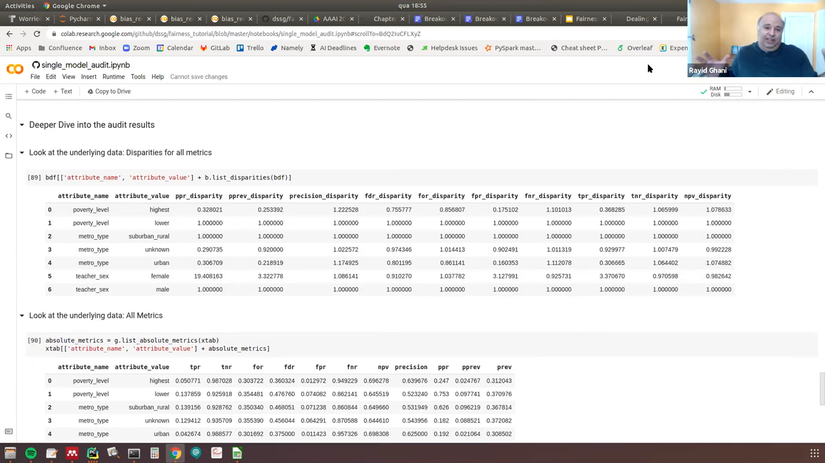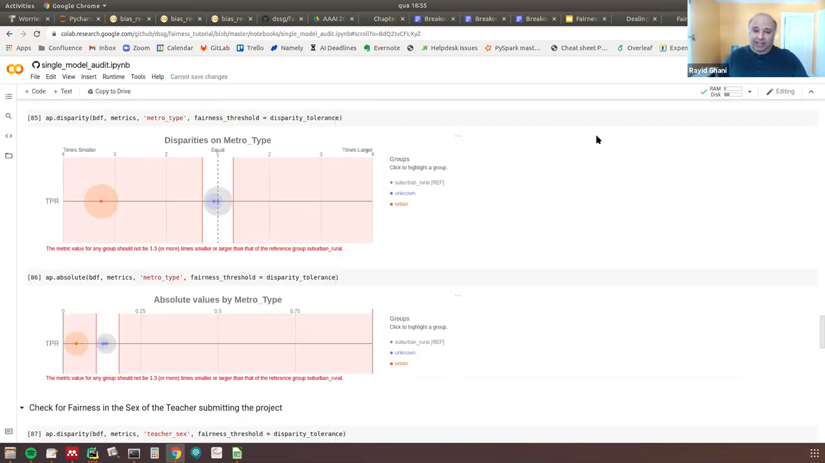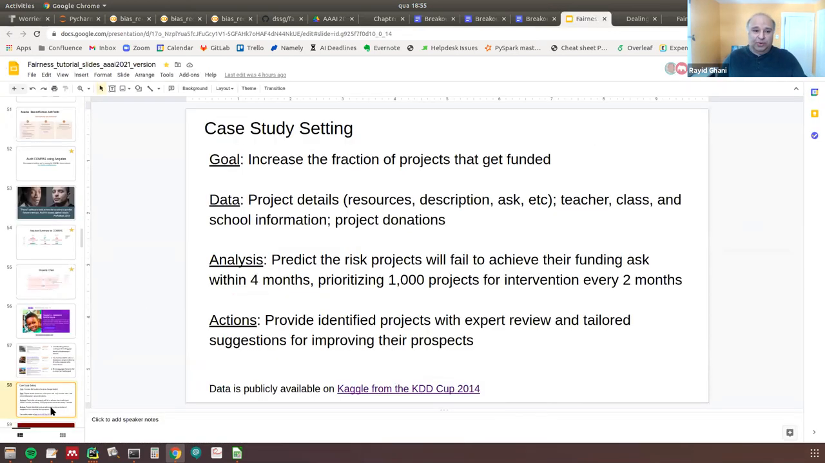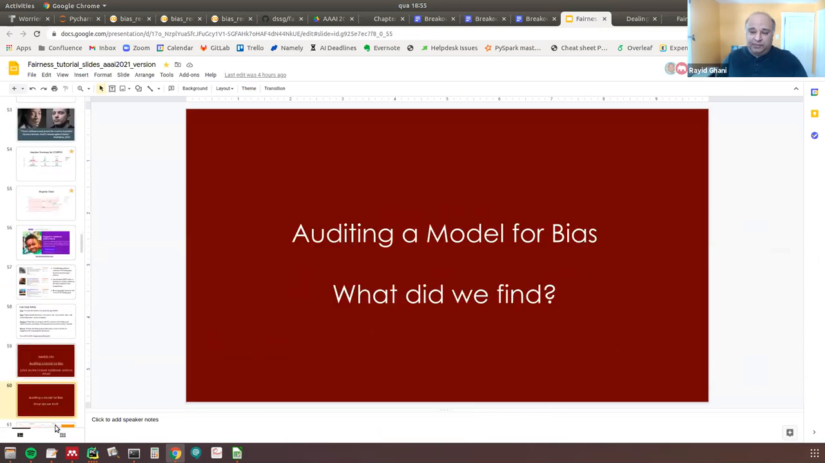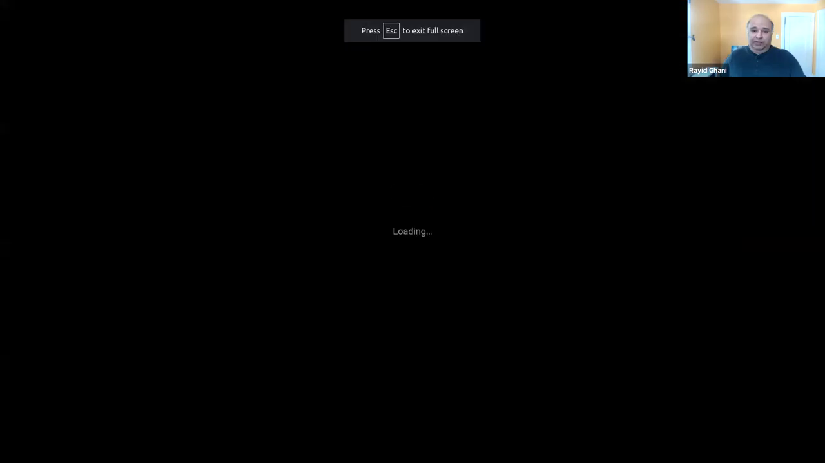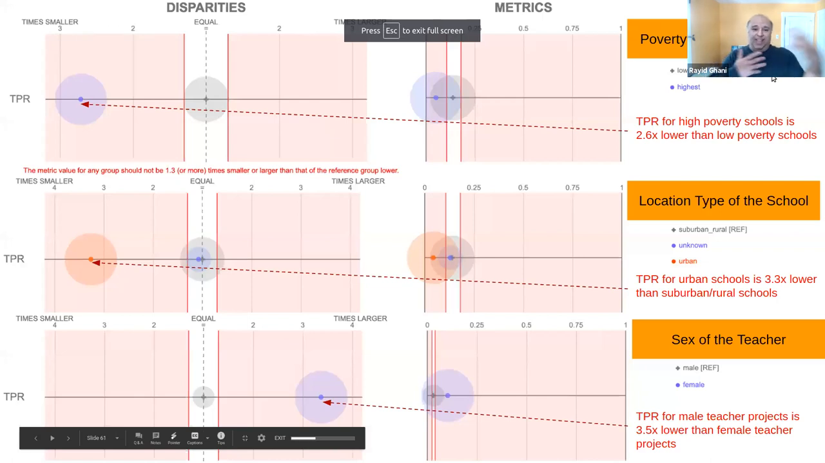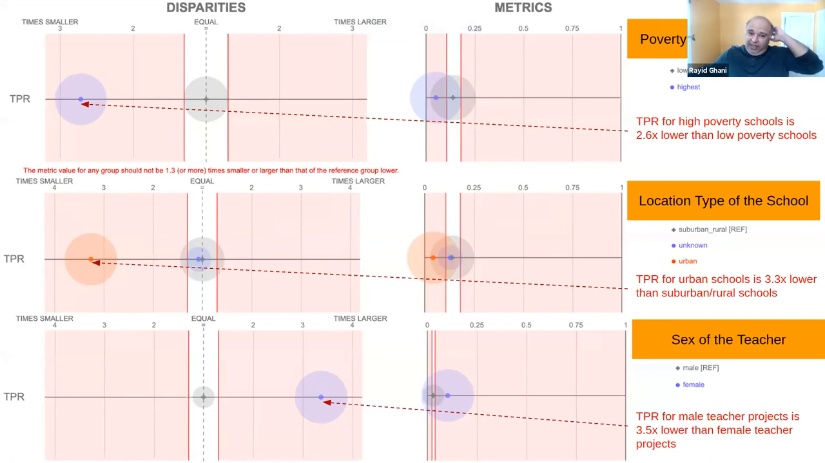Right now, imagine that you were given a model, your company, your government agency, you bought a system, it came to you, and now you're saying, well, yes, it's the best overall performing one, but does it do fairly on these groups that I care about? And the answer here is, not really. It's worse for low poverty schools, high poverty schools. It's worse for urban schools, and it's worse for teachers who are male. Those are the three things we found based on doing this. And so this is a summary.